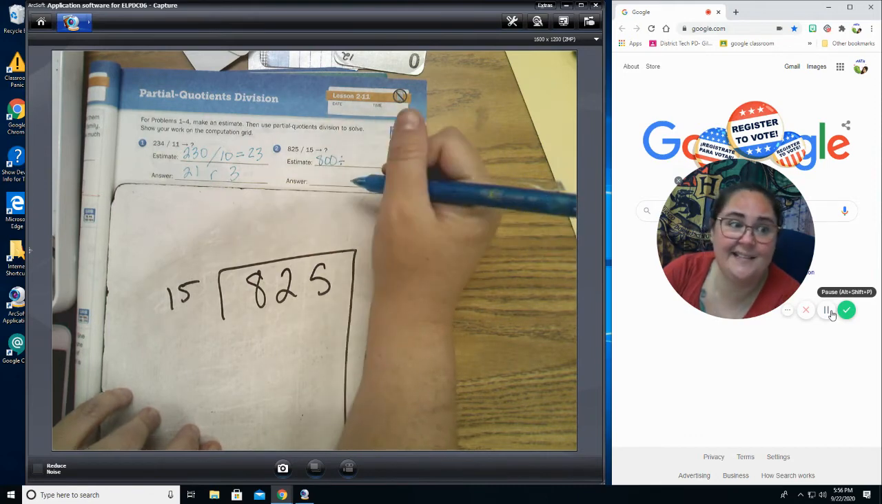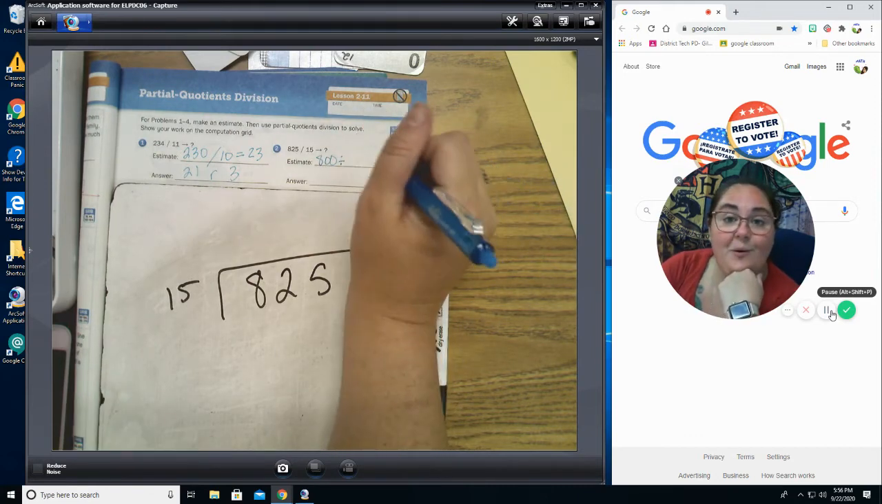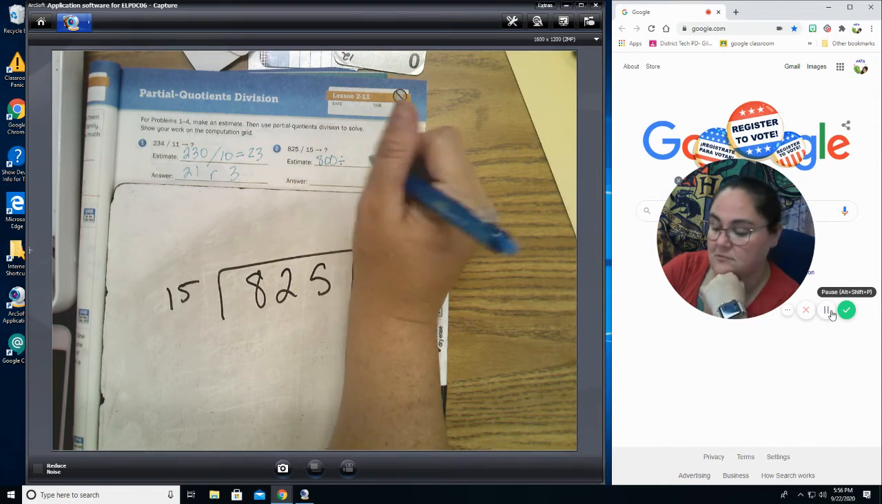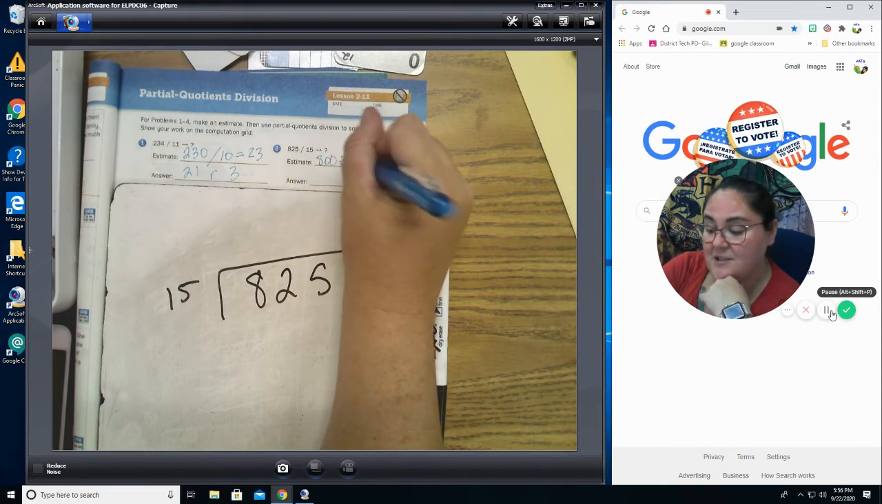Again, I'm going to make it easy. I'm either going to divide by 20 or by 10. Your choice. Which one makes it easier for you? I'm going to divide by 20.